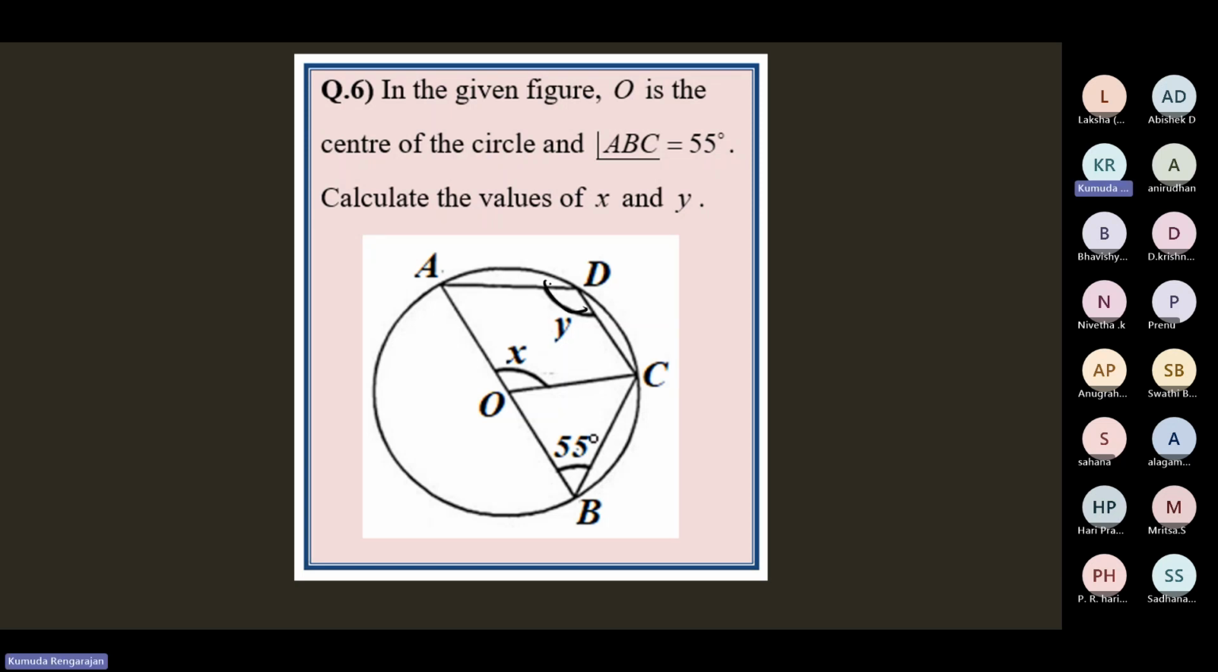Y, this angle is subtended by the major arc AC. The major arc AC subtends angle ADC. The point D is on the remaining part of the circle. It's not on the major arc. It's on the remaining part of the circle. So the major arc AC subtends angle ADC at the point D on the remaining part of the circle.